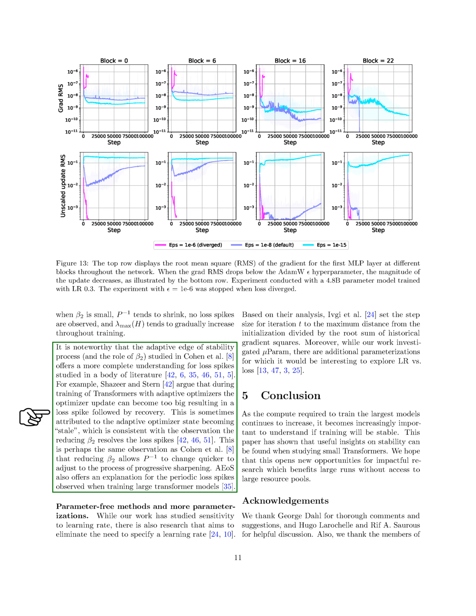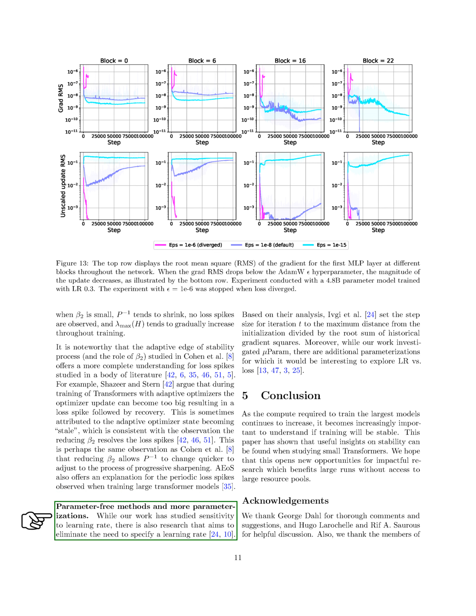It's worth noting that the adaptive edge of stability process studied in previous research offers a more complete understanding for loss spikes. For example, it's argued that during training of transformers with adaptive optimizers, the optimizer update can become too big, resulting in a loss spike followed by recovery. This is sometimes attributed to the adaptive optimizer state becoming stale, which is consistent with the observation that reducing a certain parameter resolves the loss spikes. AEOS also offers an explanation for the periodic loss spikes observed when training large transformer models.